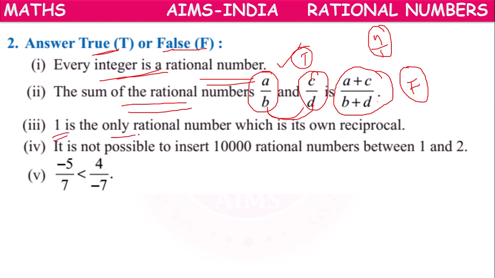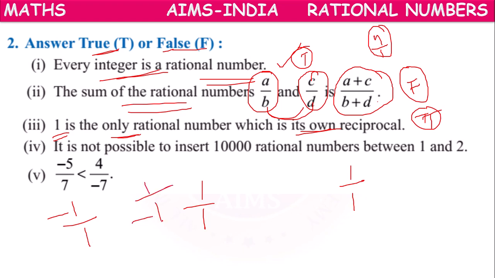1 is the only rational number which is its own reciprocal. Yes, children, true. 1 will have its own reciprocal, because 1 means 1 by 1. Its reciprocal also 1 by 1. So if you take minus 1, we can write it as minus 1 by 1, whose reciprocal is 1 by minus 1.